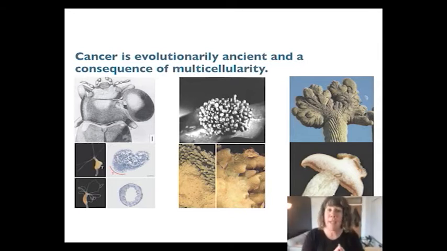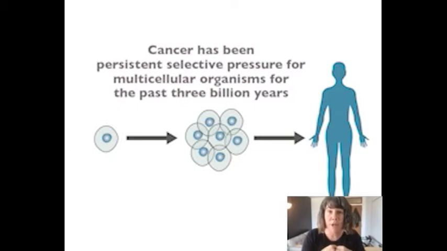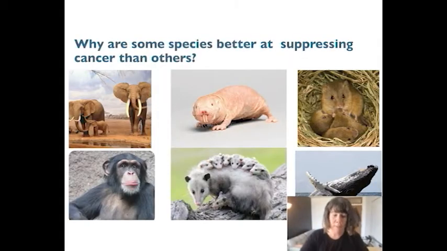But we would argue that cancer has been a persistent selective pressure in multicellular organisms for the past 3 billion years. But if this is the case, and cancer is ubiquitous, or cancer has been a strong selective pressure, why haven't all species just evolved amazing cancer defense mechanisms? Why have they not just solved the problem of cancer if it's this evolutionary ancient problem? And also, as we look across the tree of life, why are some species better at suppressing against cancer than others? And to answer this, we went into an evolutionary framework.